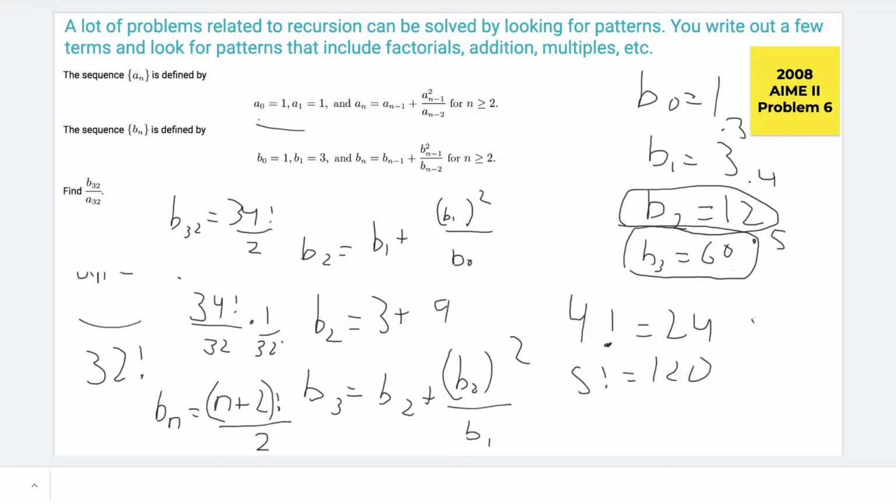So now 34 factorial divided by 32 factorial is just 33 times 34. Yeah, this is a 2. So this is just 33 times 34 over 2, which is, the 2 reduces to 17 with this. So our answer is just 33 times 17, which is 561. So this shows the power of looking for patterns in recursion between the numbers, between the terms, and maybe you'll get the answer by looking at patterns. And this was problem 6, and we cracked it.